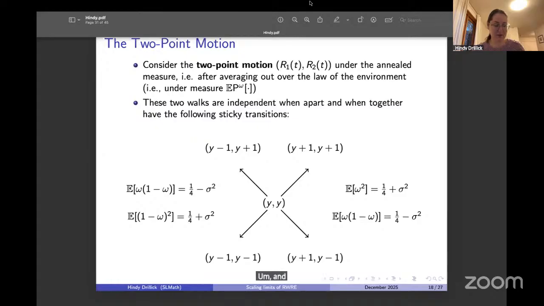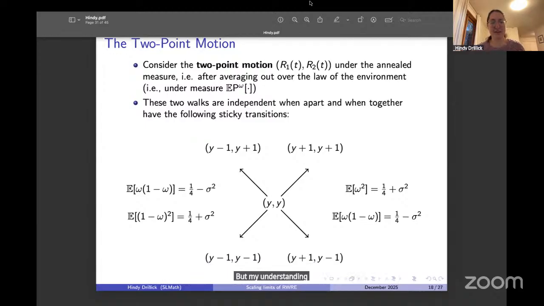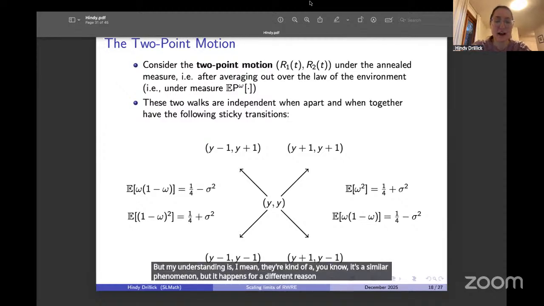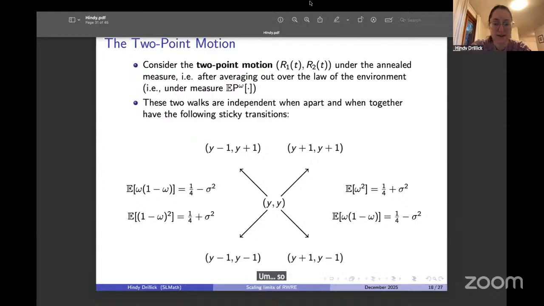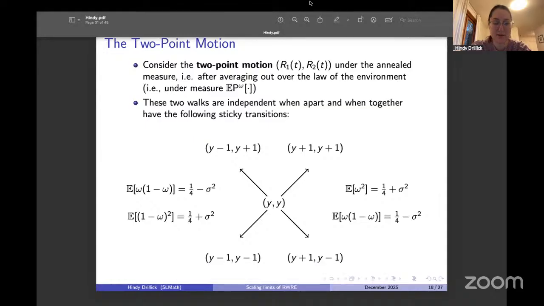For the 2D directed polymer, you have the same phenomenon where the limiting noise also has a component that's independent of the pre-limiting noise. But my understanding is it's a similar phenomenon, but it happens for a different reason. In our model, this extra noise is really coming from the stickiness of the random walks. So I think it's not happening for exactly the same reason as for the directed polymer in 2D.